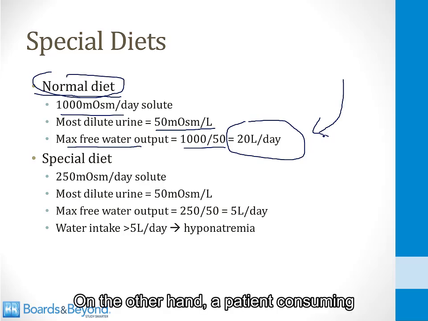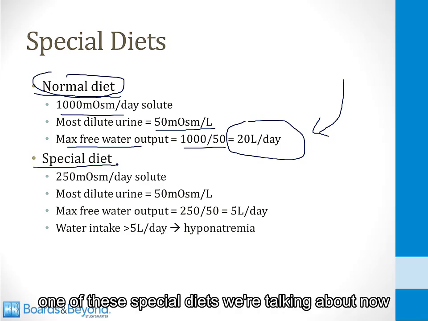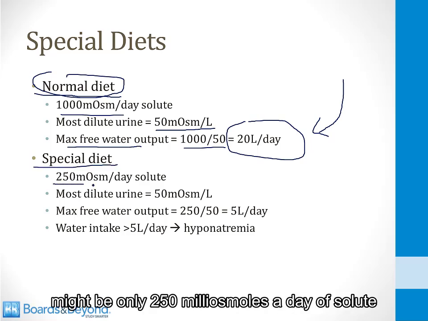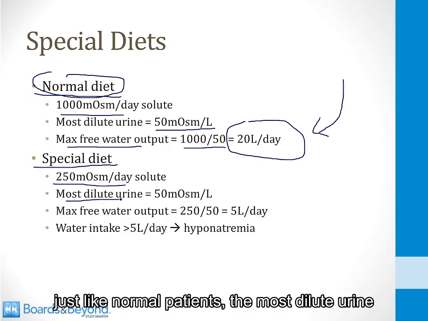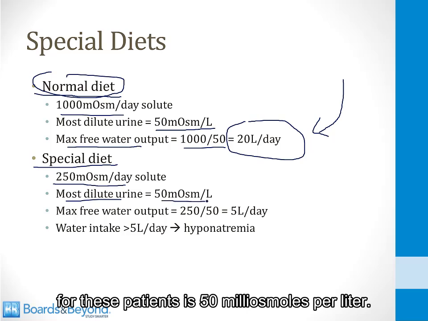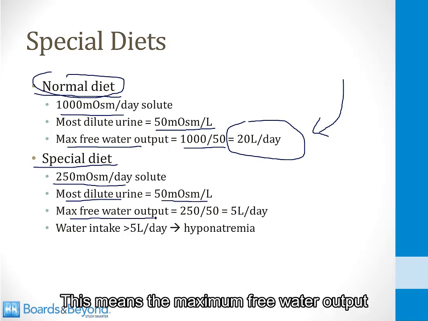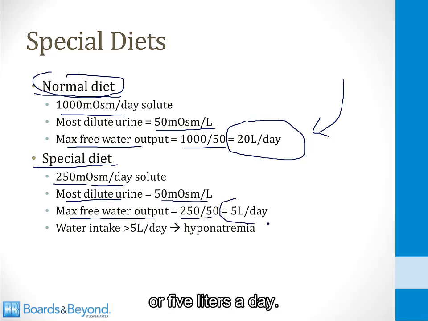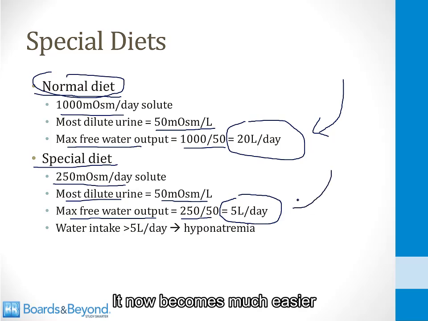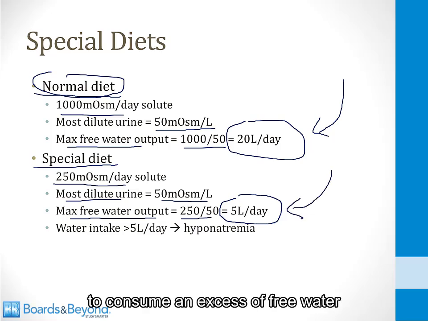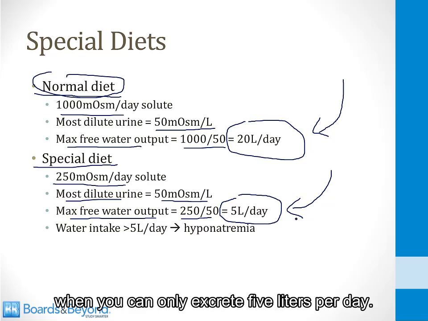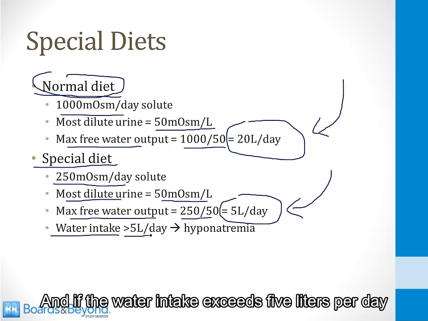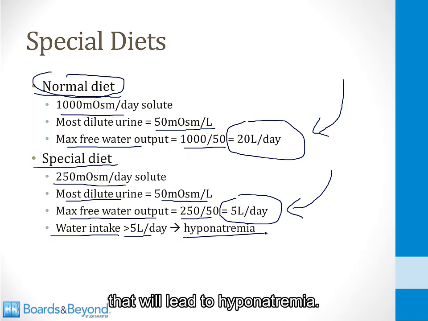On the other hand, a patient consuming one of these special diets we're talking about now might eat only 250 milliosmoles a day of solute. Just like normal patients, the most dilute urine for these patients is 50 milliosmoles per liter. This means the maximum free water output for a patient on a special diet is 250 divided by 50, or 5 liters a day. It now becomes much easier to consume an excess of free water when you can only excrete 5 liters per day. And if the water intake exceeds 5 liters per day, that will lead to hyponatremia.